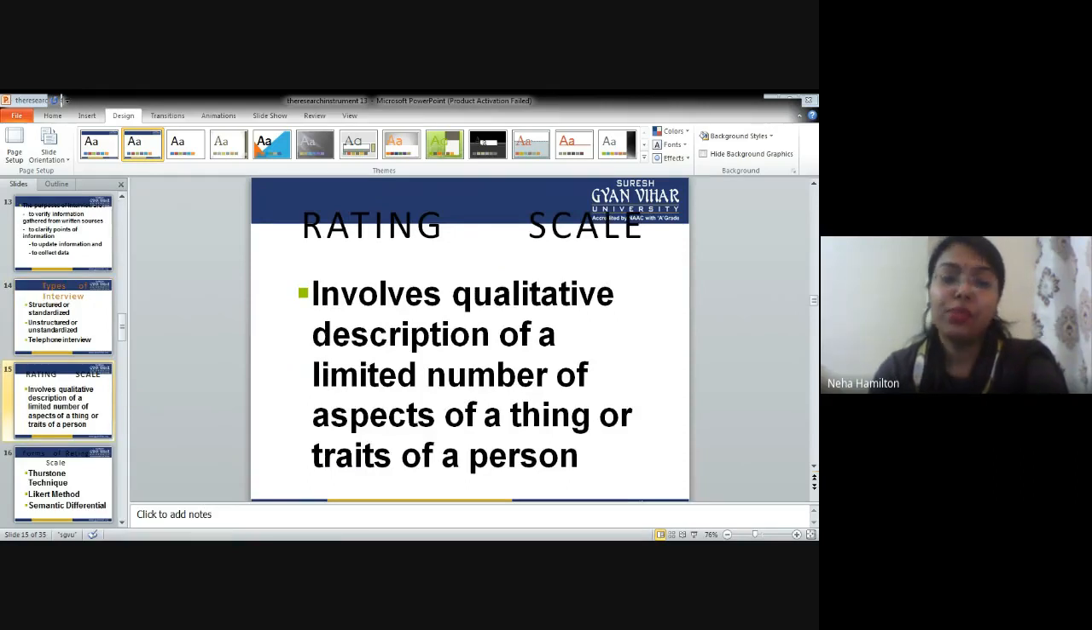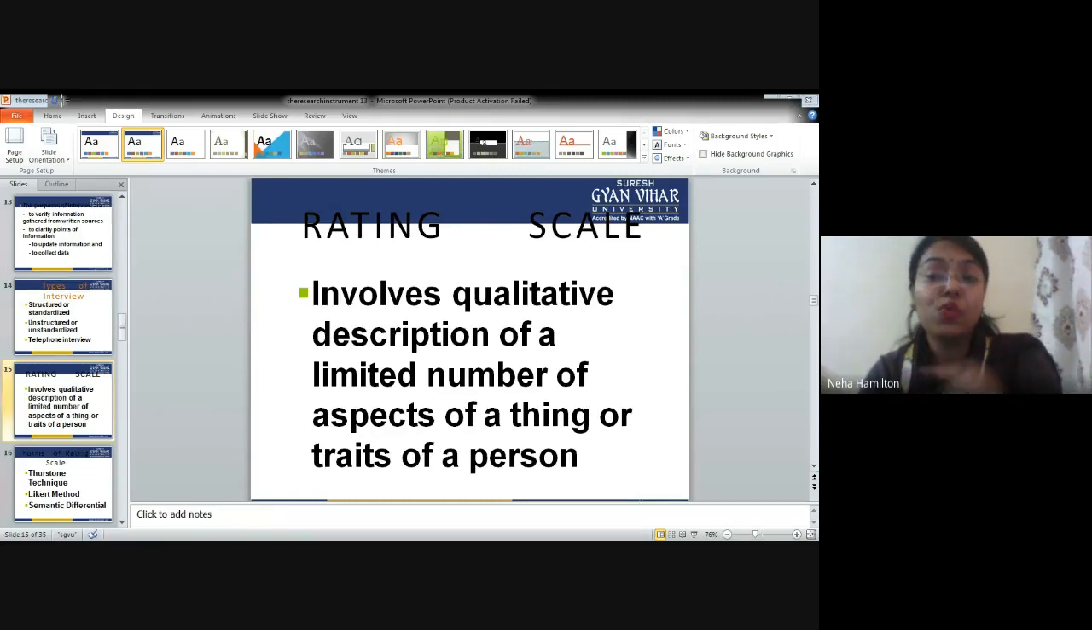Now we have come to rating scale. Okay. After we have studied that there are two methods through which we collect data, the first is called questionnaire and the second is called interview.